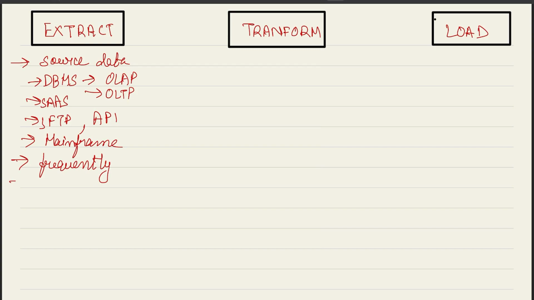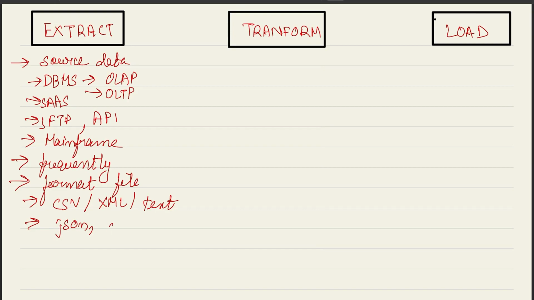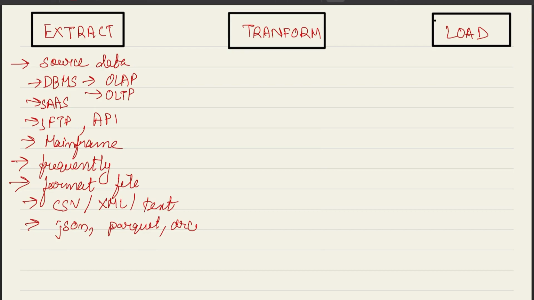Then you need to keep in mind what format the source file is in. If it is coming from SFTP, it could be a CSV file, an XML file, or a normal text file. On the basis of big data technologies, it could be a JSON file, Parquet file, or ORC. I hope you have heard about these file formats. If not, I will create a video explaining each of the file formats.